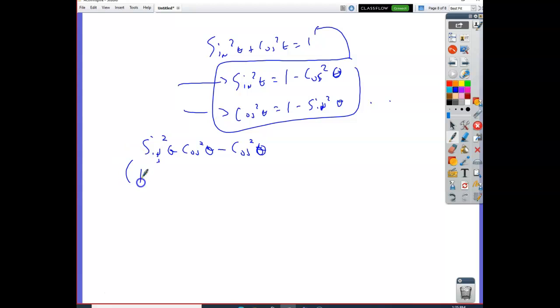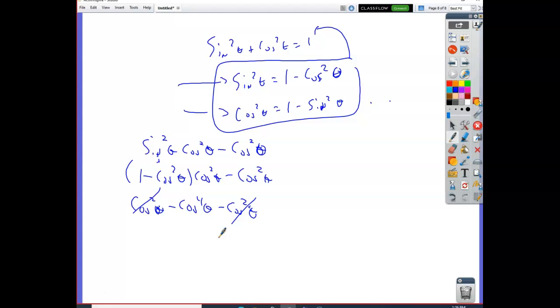1 minus cosine squared theta times cosine squared theta minus cosine squared theta. Now what do you do, change the 1 inside? Wait, what? No, I would not do that because that's what I did to get here. But I could distribute, couldn't I? Just do good algebra, right? And this would give me a cosine squared theta minus a cosine to the 4th theta. Yeah, cosine to the 4th theta minus cosine squared theta, right?